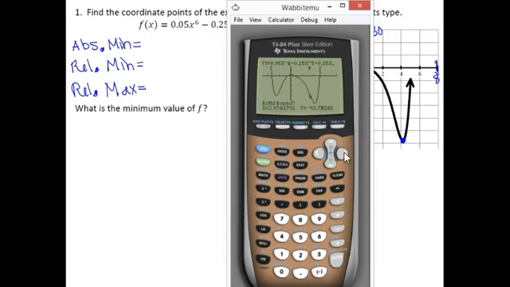But now it's asking you for a right-hand bound. So we're going to pick a point on the right, maybe right there. And there's another little arrow that pops up. So that's telling your calculator to only look for that minimum value between those 2 arrows. And last but not least, it's going to ask you to take a guess where you think it is. So maybe we'll say about right there.